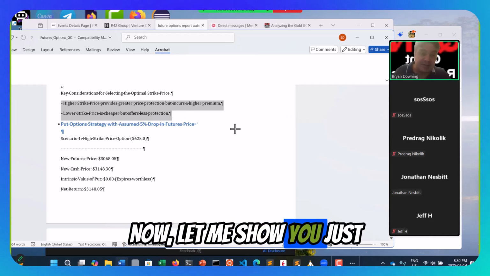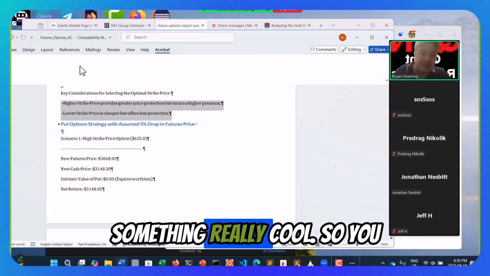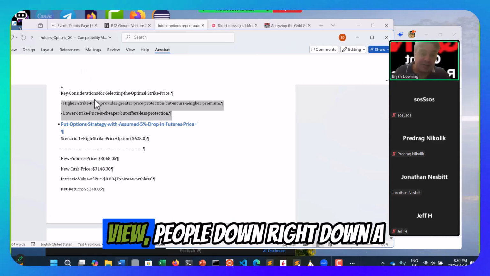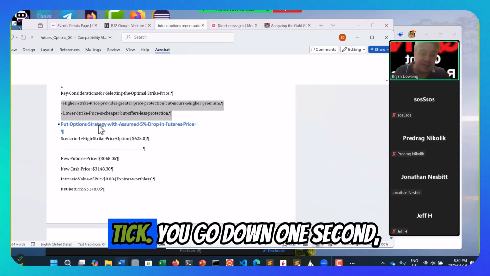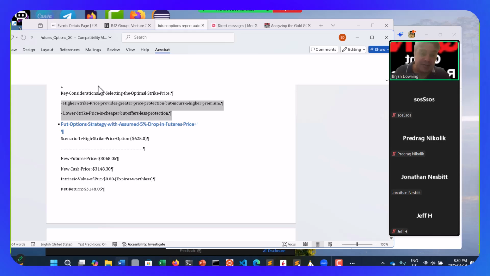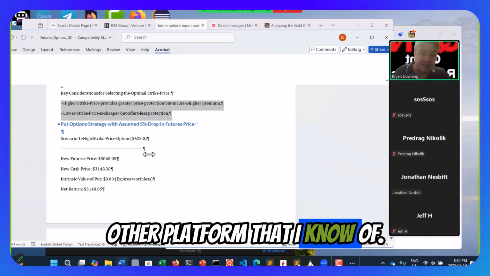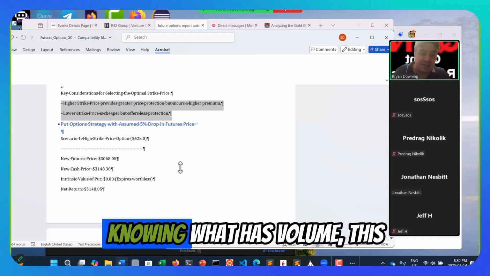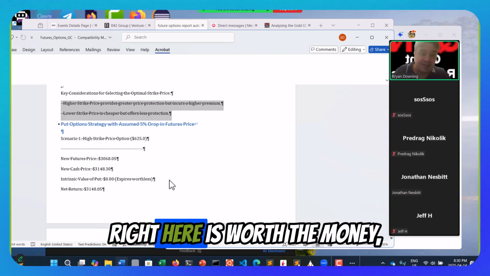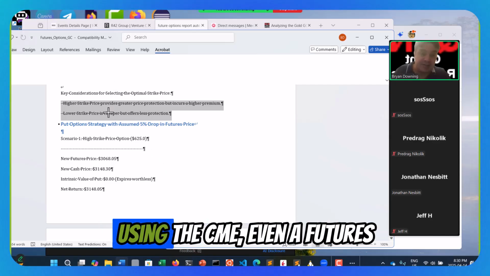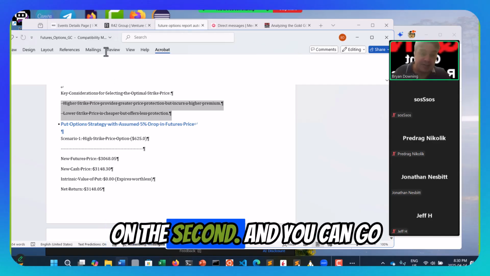Now, let me show you just something really cool. So you can see here with TradingView, you can go right down a tick. You go down 1 second, right? You can't do that with any other platform that I know of. So that's what I'm saying. If you want to take advantage of knowing what has volume, this right here is worth the money because I don't know any other platform that will give you the CME E-mini futures on 1 second.